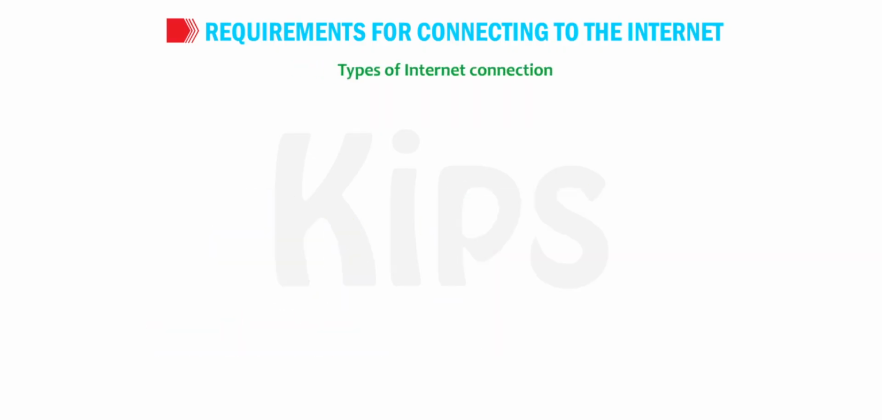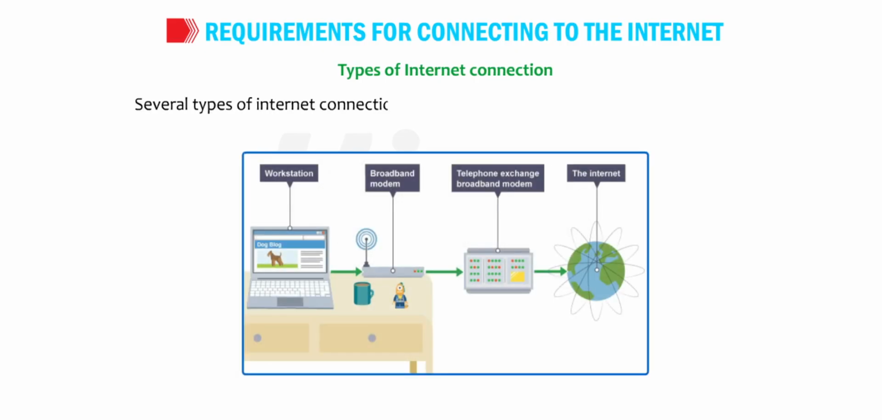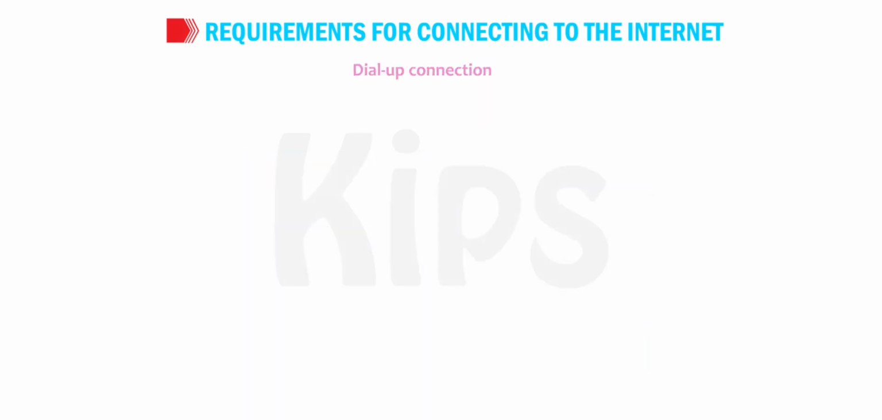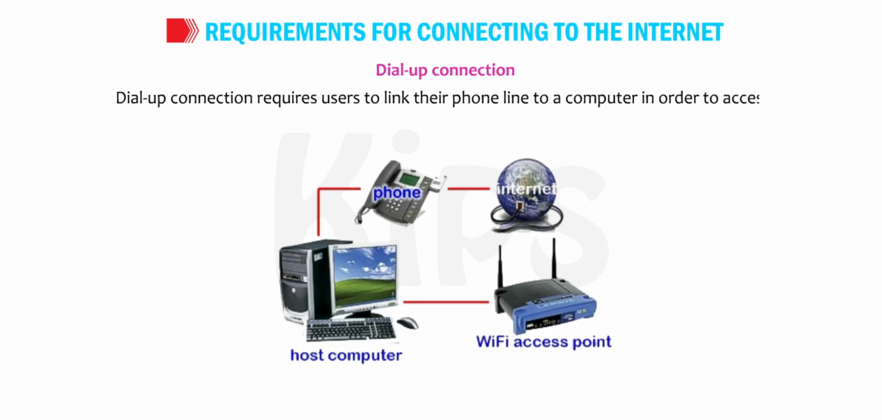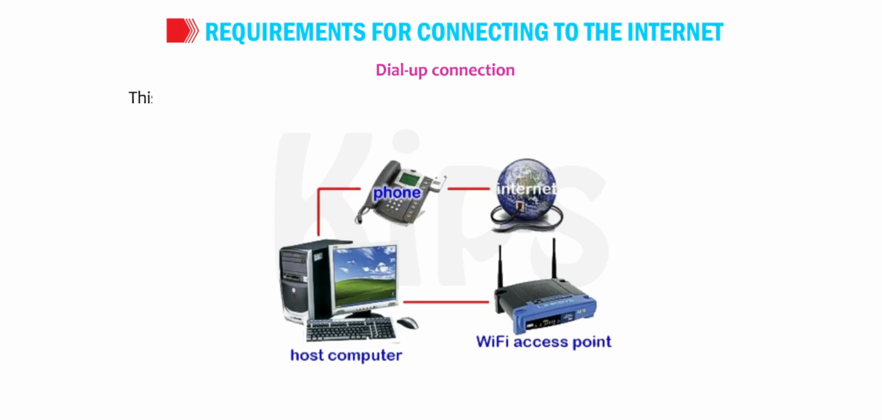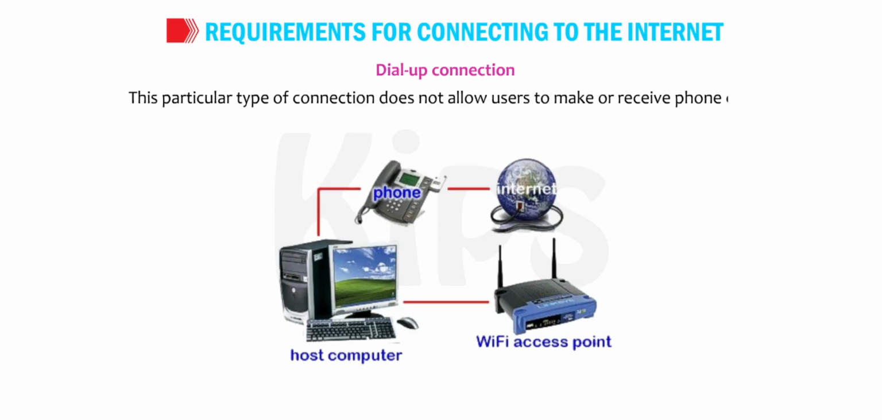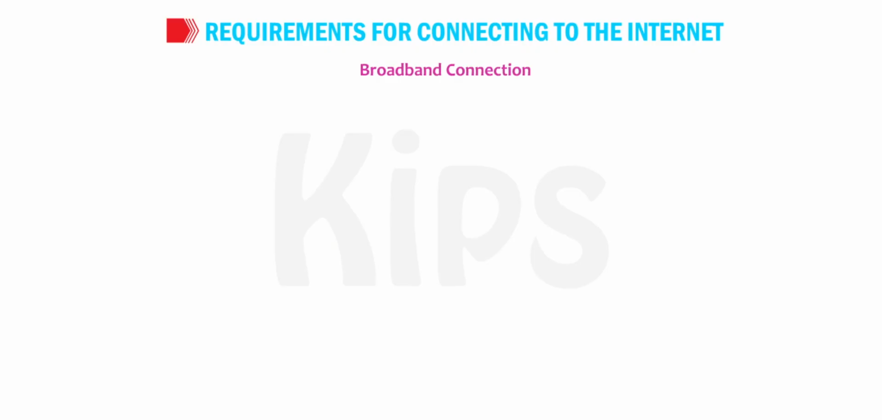Let us learn about various types of internet connection now. Several types of internet connections exist that enable us to connect to the internet. Dial-up connection. Dial-up connection requires users to link their phone line to a computer in order to access the internet. This particular type of connection does not allow users to make or receive phone calls through their home phone service while using the internet.